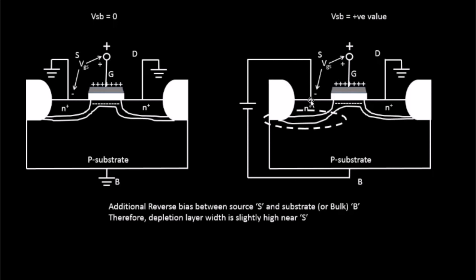There are other things that will also happen, but these are the first two things we observe. The first is that there is an additional reverse bias present in this p-n junction diode, and the second is that because of this additional reverse bias, we see an increase in the depletion layer width. These are the two primary observations as we connect a potential between the source and the body, basically VSB as some positive value.